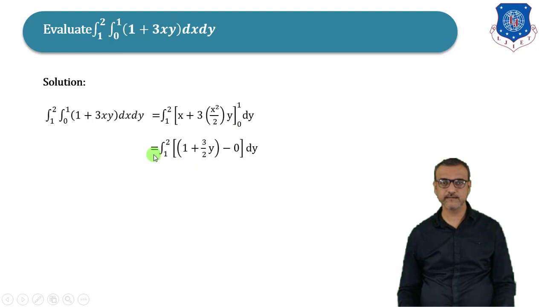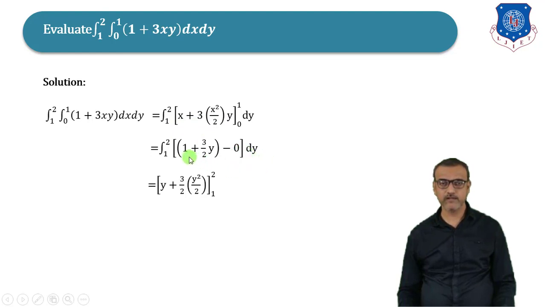Now this is equal to integration from 1 to 2. First of all we will put the value of 1 in place of x, so replacing x by 1, then after plus, it is 1 square by 2, so it is 3 into 1 by 2, which is 3 by 2, and y will be as it is. Then for lower limit 0, minus replacing x by 0, so both the terms will become 0.